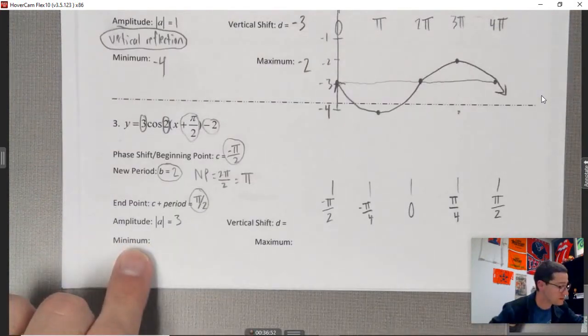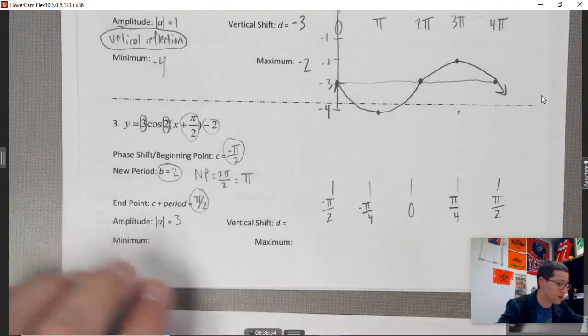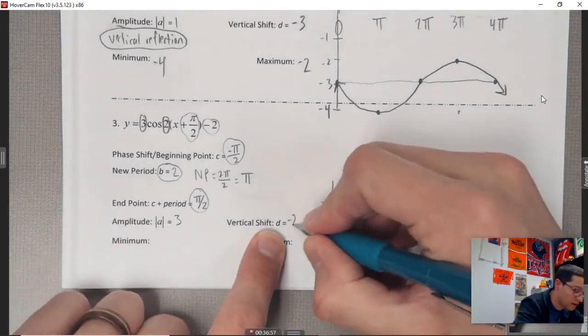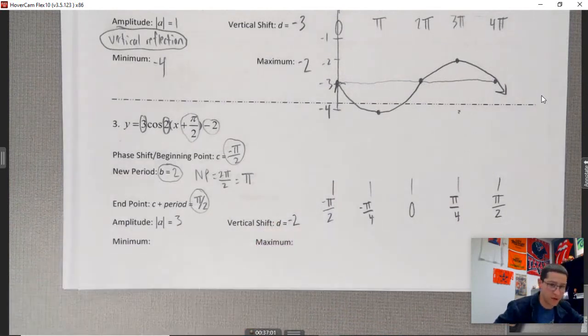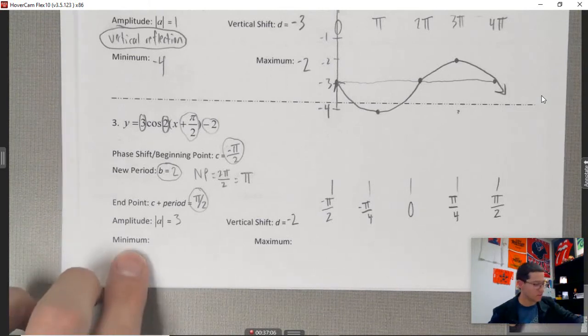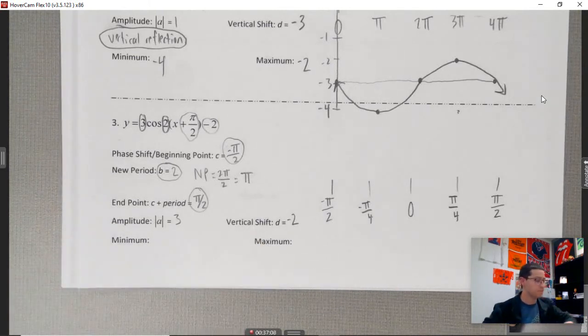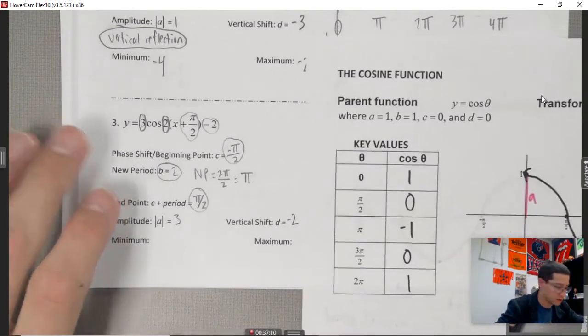Okay, let's see, the minimum. Okay, let's do the vertical shift first. I don't know why I keep wanting to jump to the minimum. Vertical shift first, so down 2, right? So my previous, this is going to be a little bit hard to find the minimum and the maximum because we got to do a little bit of thinking here.